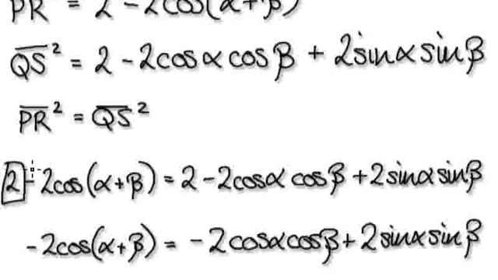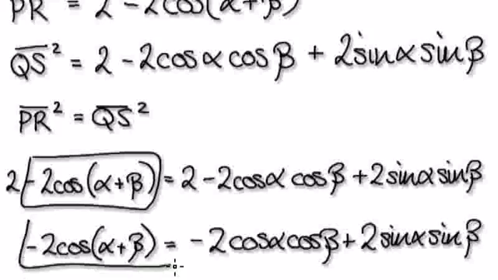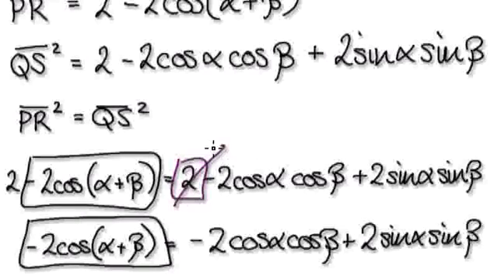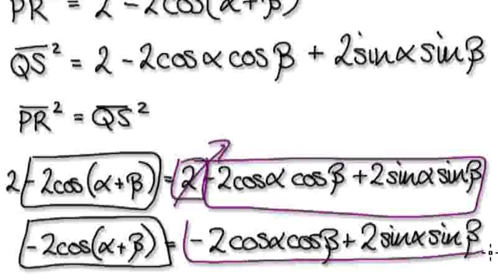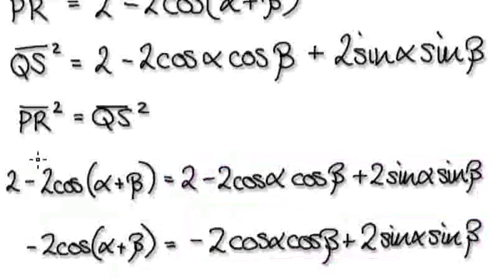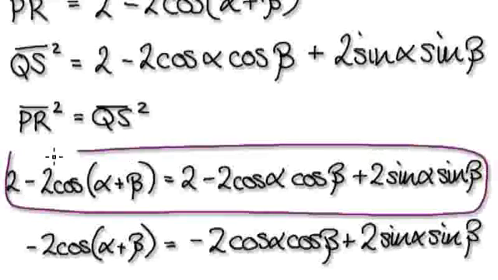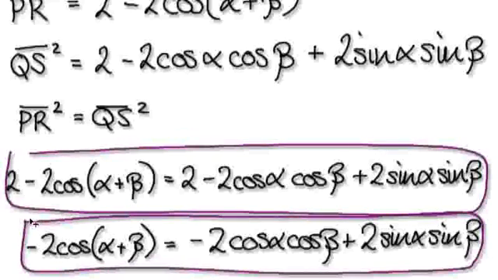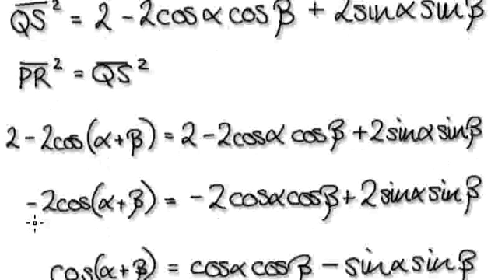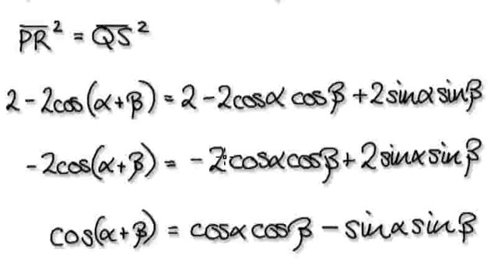So take away 2 from each side, so you're just going to be left with this. That's this bit here, and when you take away 2, this here goes, leaving you the rest here. So from here we take away 2 from both sides. That will give us this here. And then now divide both sides by -2.